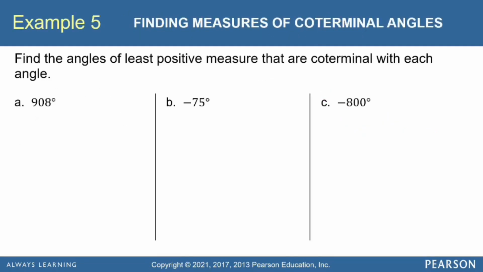So here's example 5, and this says find the angles of least positive measure that are coterminal with each angle. So sometimes we want to be able to sketch an angle, and we're really just interested in knowing what quadrant that terminal side falls in. We don't necessarily care how many times the angle goes around the coordinate system. We just need to know what quadrant to draw the terminal side in.